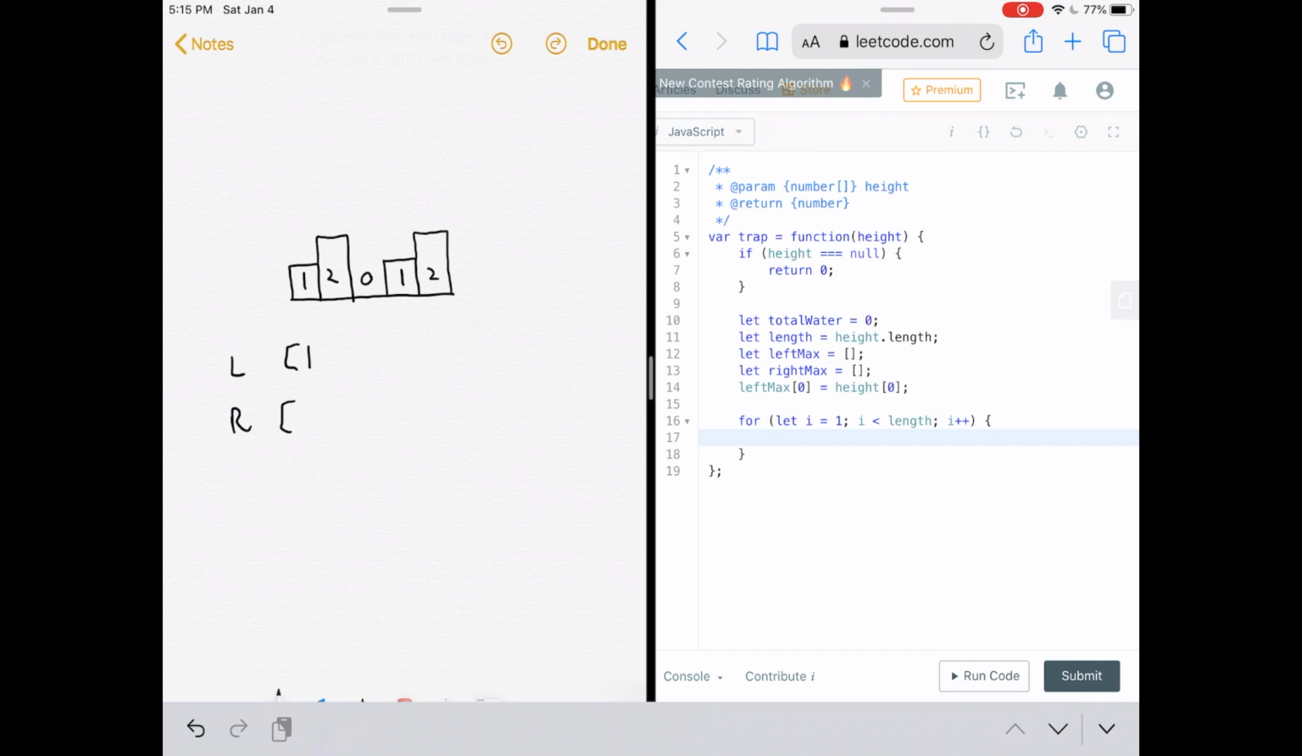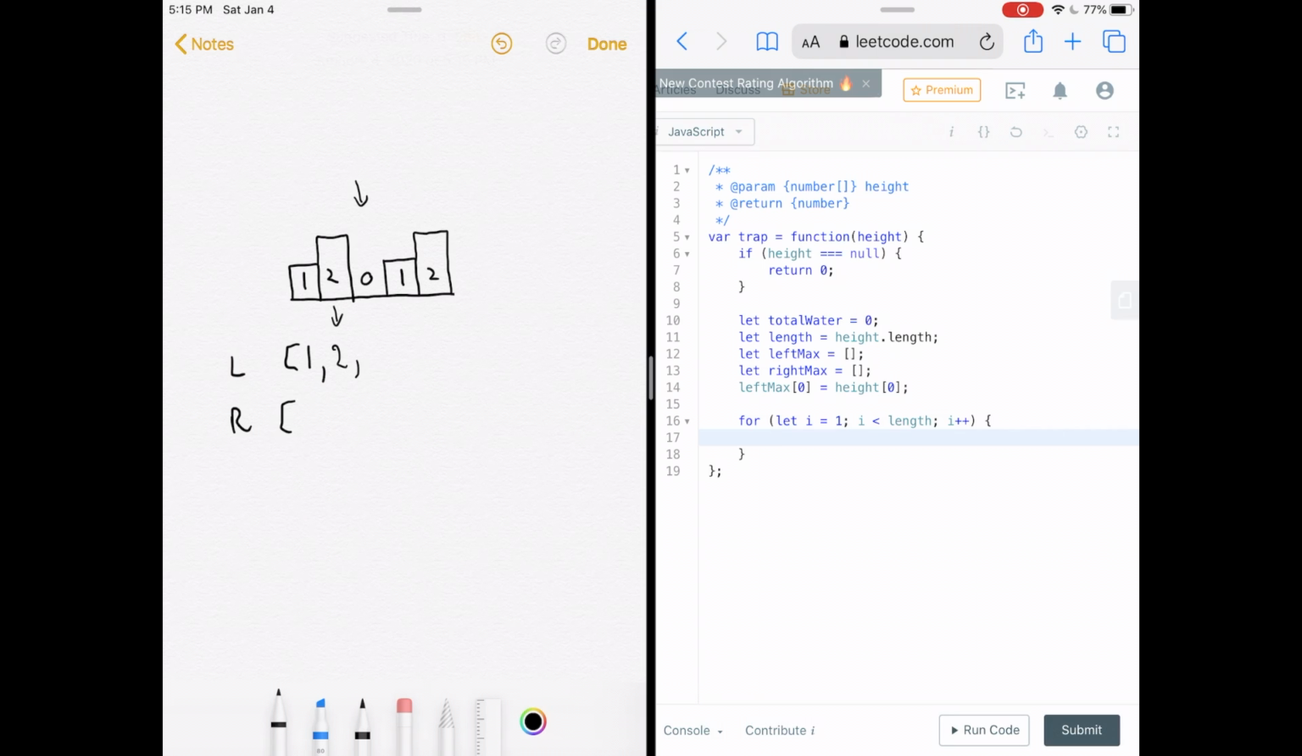So what that's going to do is say which one's bigger, this or this. Well, 2 is bigger. Now what's bigger, 0 or 2? 2. Now what's bigger, 1 or 2? So 2. And finally, what's bigger, 2 or 2? They're the same. So the final left max array will look like this. And if you want to visualize the lines, that would look like this.